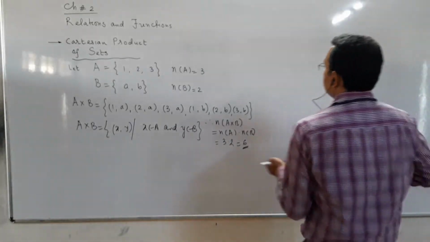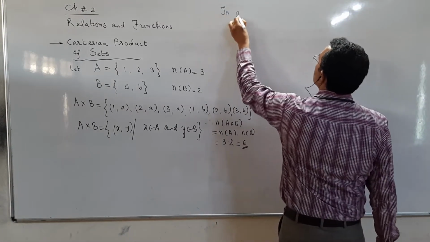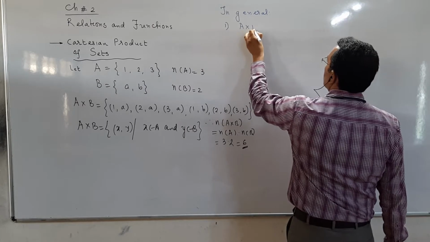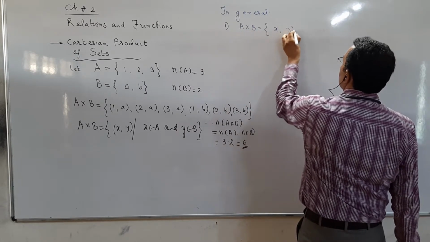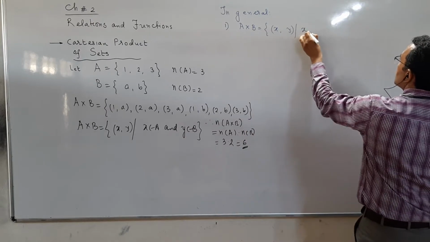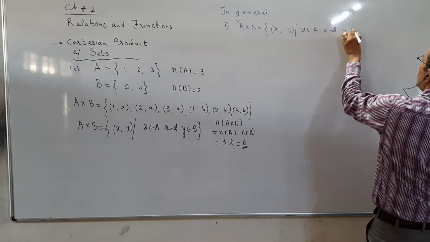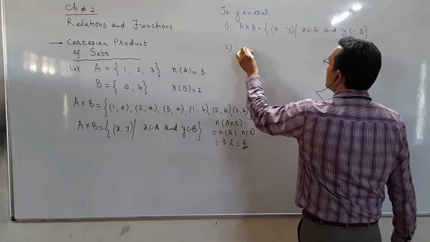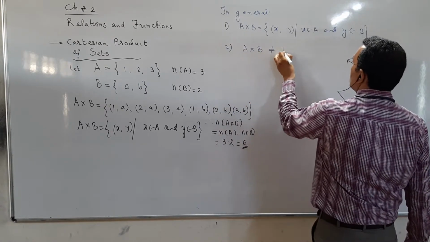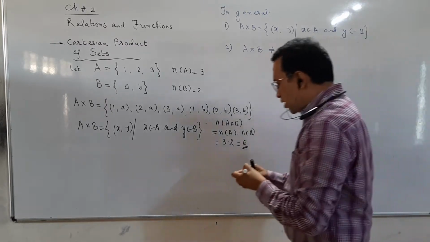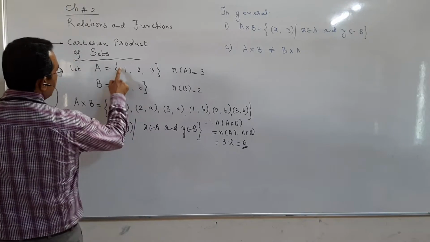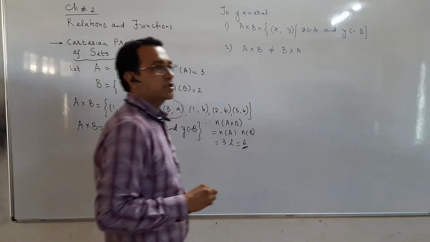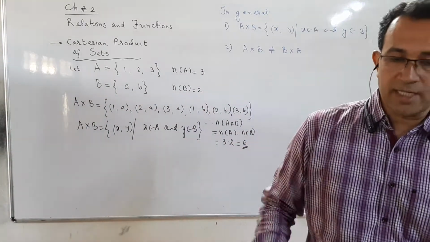Then, students, in general, we have some results based on Cartesian product. First, that Cartesian product A cross B will be the set of ordered pairs (x, y) such that x belongs to A and y belongs to B. Then, students, in general, A cross B is not equal to B cross A. Here, if I order B cross A, the ordered pairs will change to (a, 1), (a, 2), (a, 3), (b, 1), (b, 2), and (b, 3). You can definitely check that A cross B is not equal to B cross A.